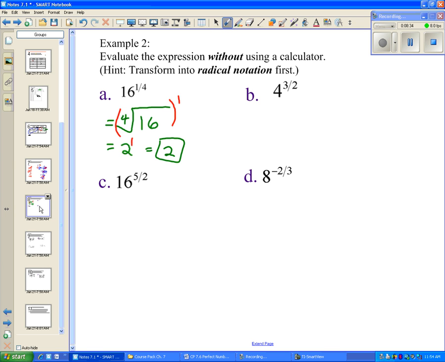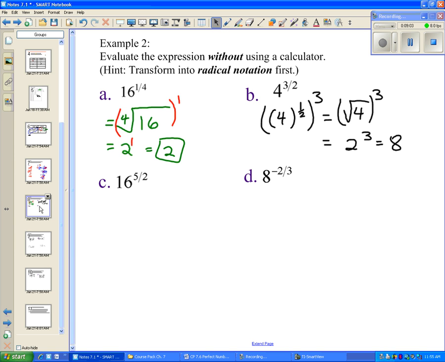Let's look at letter B. Again, I notice that I'm going to take the square root because I have the divide by 2. And so I'm going to look at this as 4 to the 1/2 power, cubed. So that's the square root of 4, cubed. So that's 2 cubed, which is 8. I'm just breaking this down and trying to figure it out as much as I can. How am I making the decisions that I'm making?